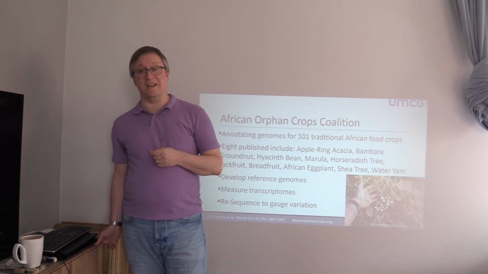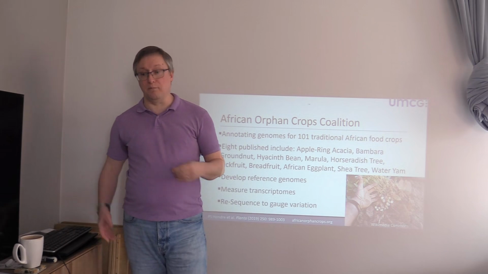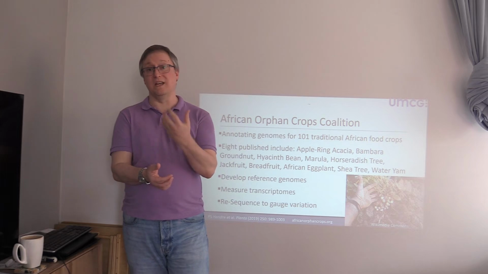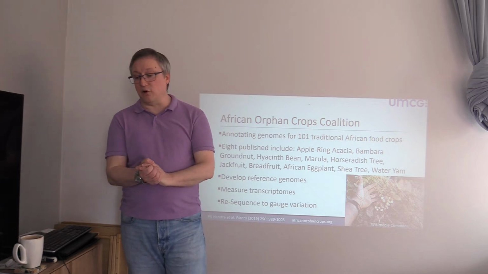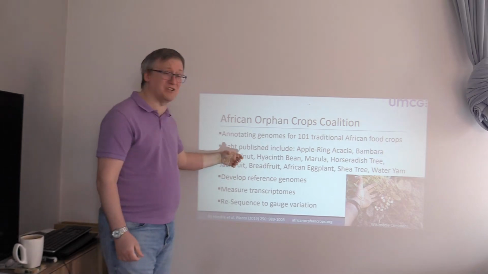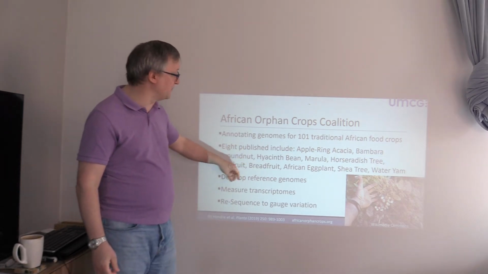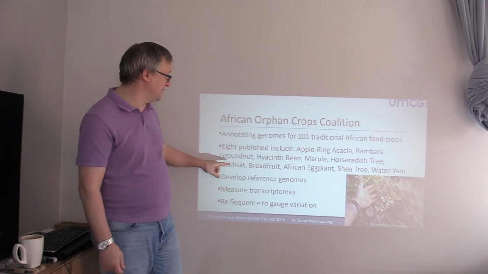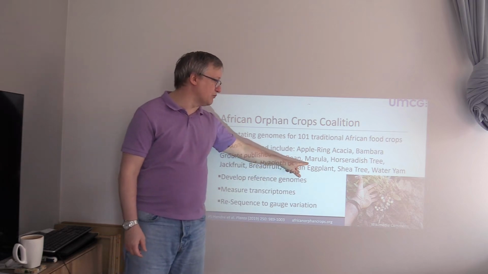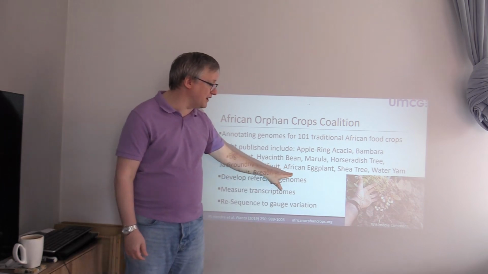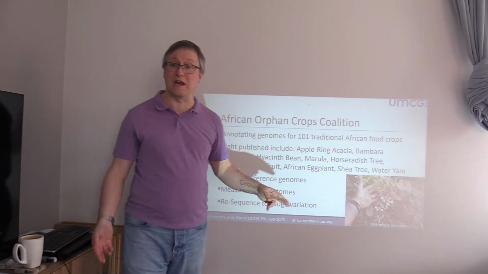So I really appreciate the African Orphan Crops Consortium for pulling together a bunch of different laboratories to produce genomic resources in understudied species. And they've already picked out 101 different traditional African food crops that they want to study. But they've already managed to publish 8 of them, so this is a pretty impressive effort. The apple ring acacia, one of my favorites, the Bambara groundnut, hyacinth beans, marula, horseradish tree, jackfruit, breadfruit, the African eggplant, the shea tree, and the water yam.